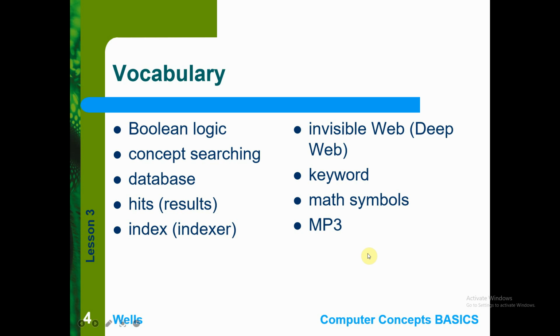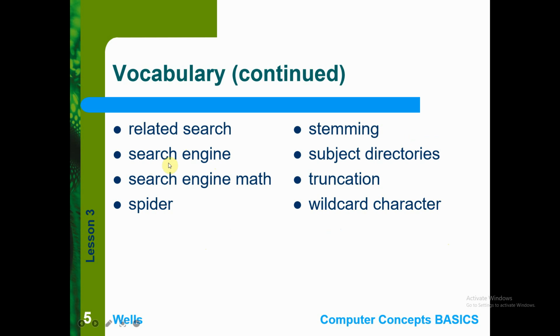So for your vocabulary, addition of your new terms to your word lineup, we have these following terms. So Boolean logic, concept researching, searching, database, hits, results, and indexer. We also have the invisible web, also known as deep web. We also have the keyword, math symbols, MP3, related search engine math, spider, stemming, term stemming, subject directories, truncation, and wildcard character.